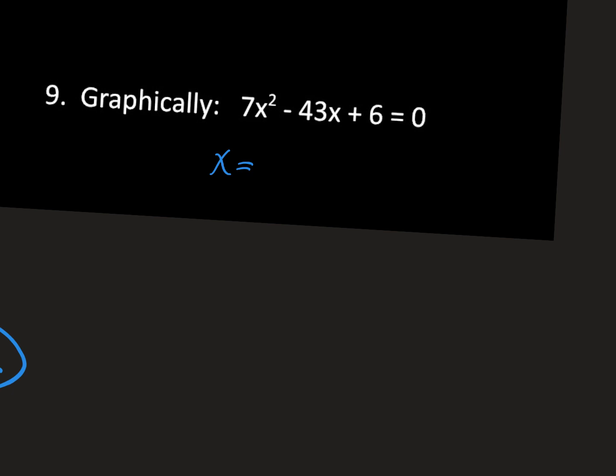Remember, we go to second calc, and you're looking for this word, 0, because 0 is an x-intercept, which is also a solution. Left bound, right bound. One of your answers is going to be 0.143. I'm going to find the other one real quick.